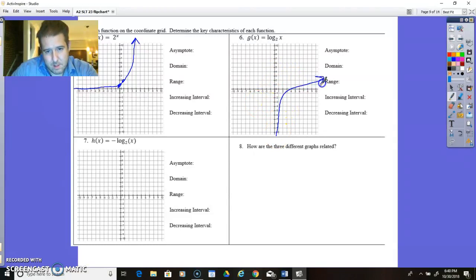And then this thing's going to do the exact same thing. It's going to go something like this. And then this one's going to flip over the x-axis. It's going to look something like this. And this still has an asymptote of x equals 0.